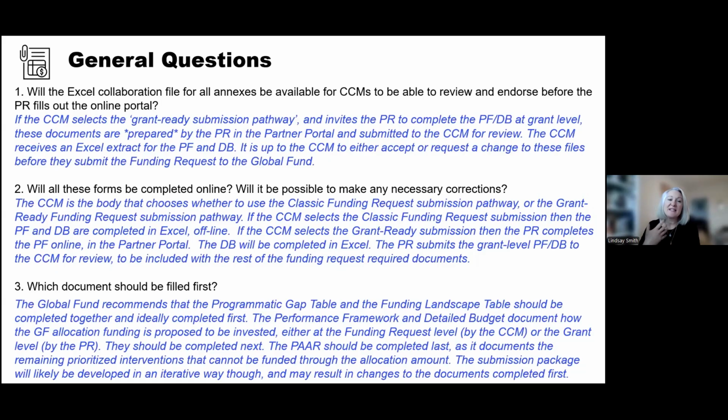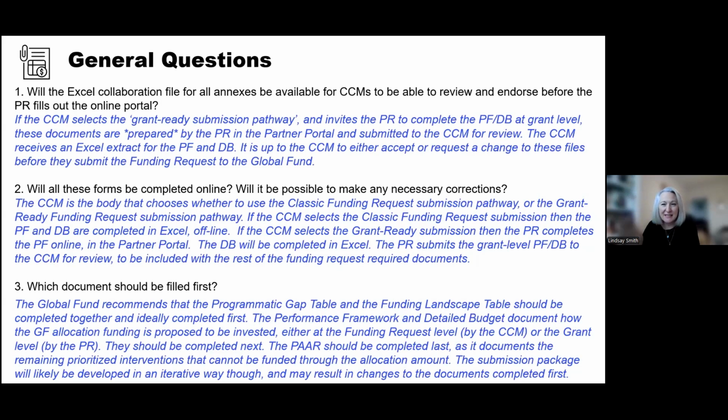The CCM receives an Excel extract and they review them and they can decide whether or not to either accept them as is or to request a change to these files. And then it's up to the CCM to determine the final documents that they then submit to the Global Fund for the funding request stage. At the grant making stage, the PR will then actually submit directly to the Global Fund. But at the funding request stage, the PR, if they've been asked to develop the grant level performance framework and detailed budget, would be submitting them first for review to the CCM.